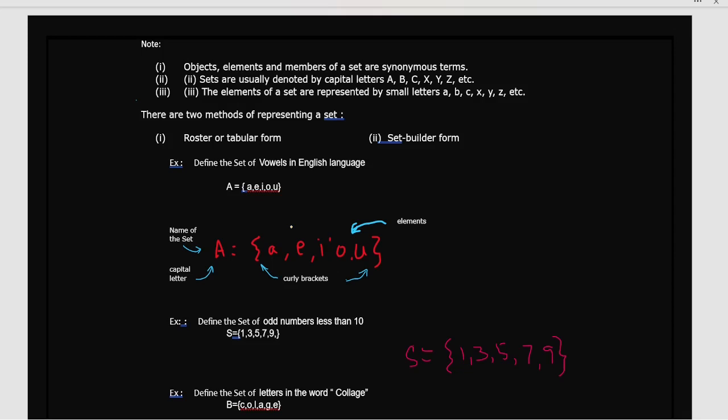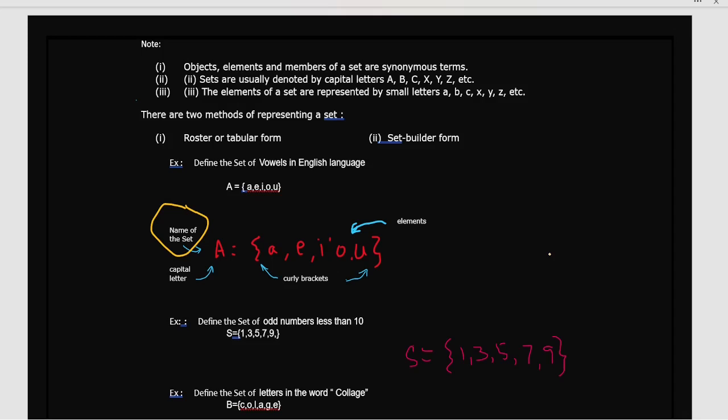Another important thing is that sets are denoted by capital letters, and elements are denoted by small letters. Elements are written between opening and closing curly brackets. This is the structure of a set. Then let's take some examples.